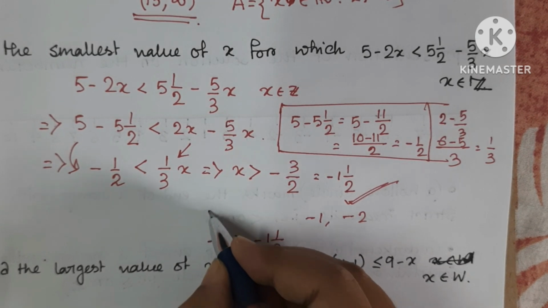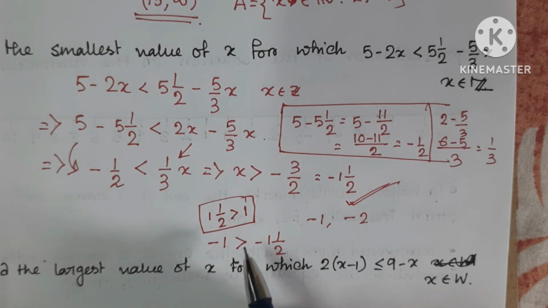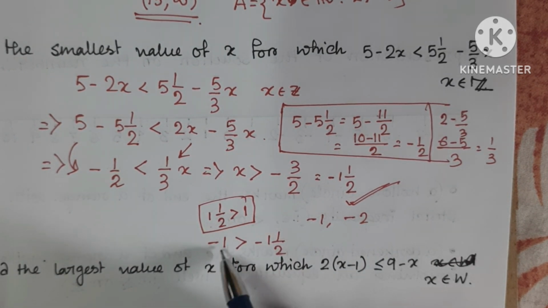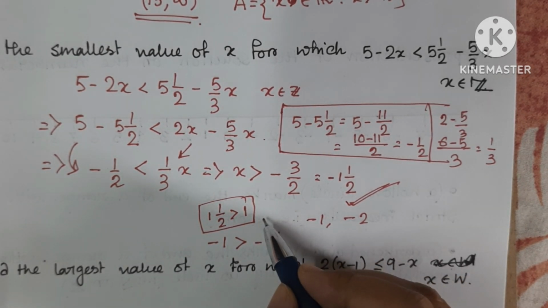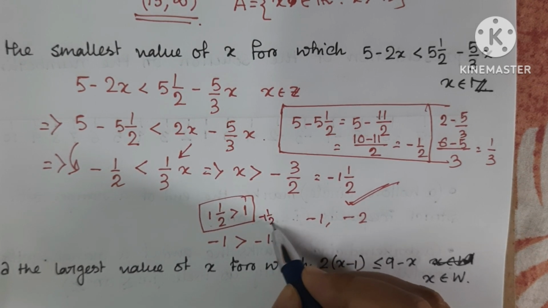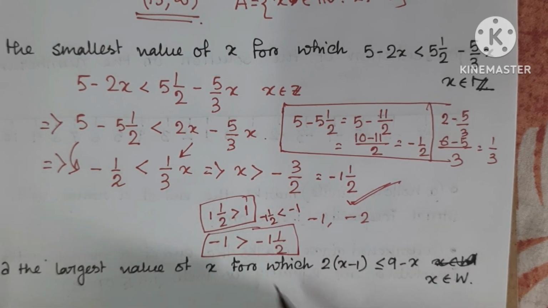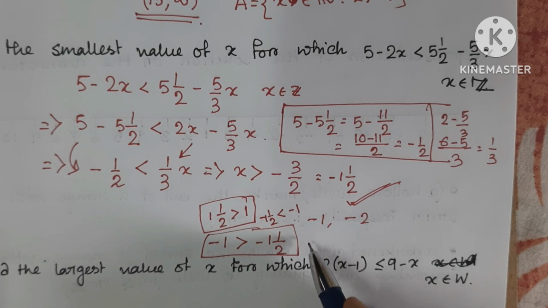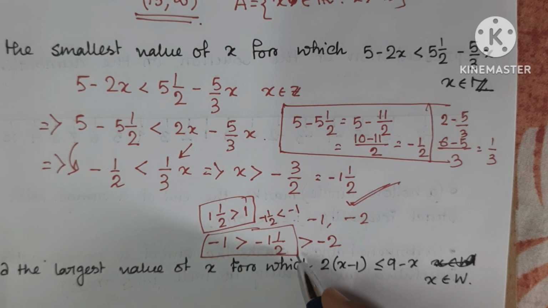See, 1 and a 1 by 2 is greater than 1. So if you take negative both sides, minus 1 and a 1 by 2 will be less than minus 1. That means minus 1 is greater than minus 1 and a 1 by 2, and obviously minus 2 is less than that. Okay, so you can write this.